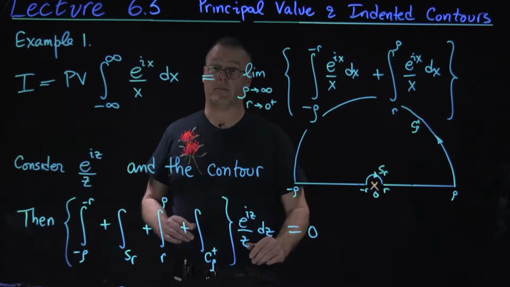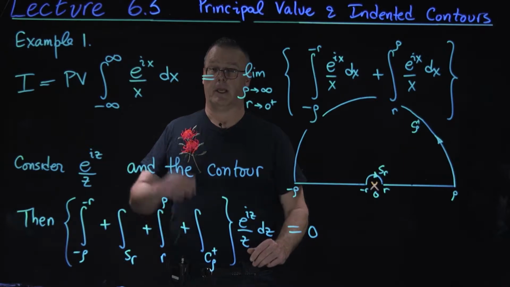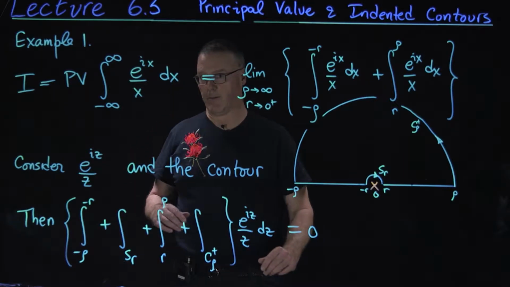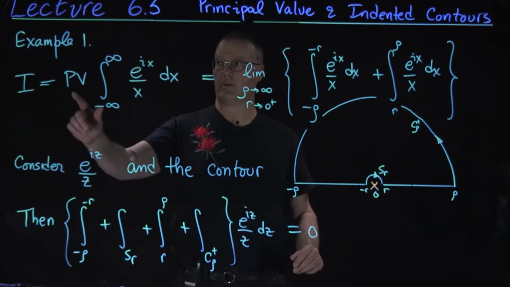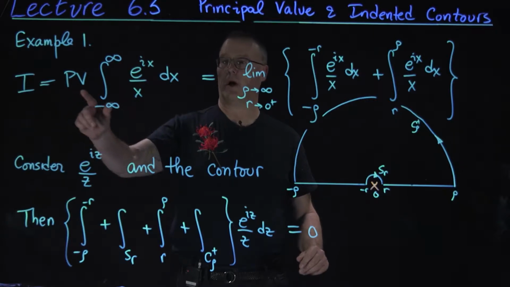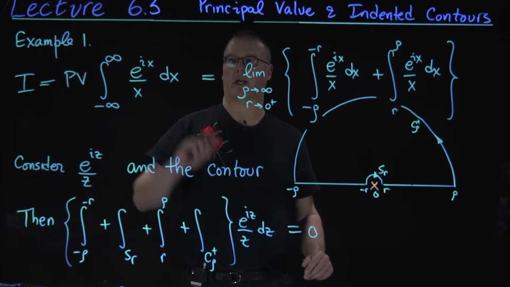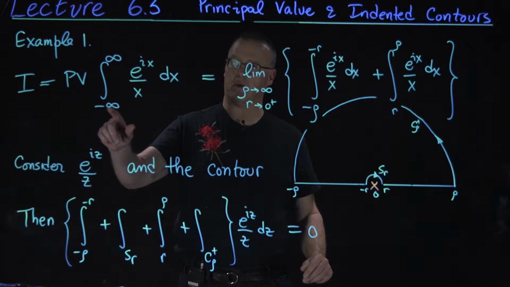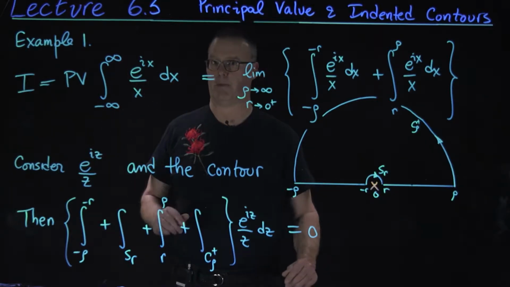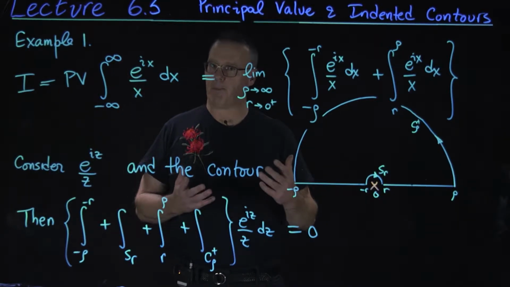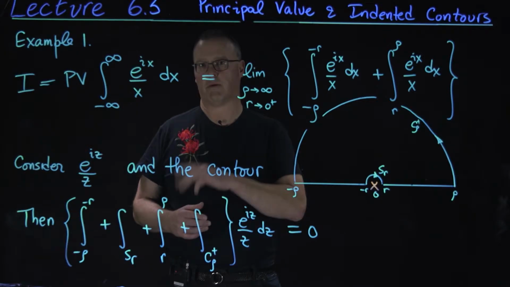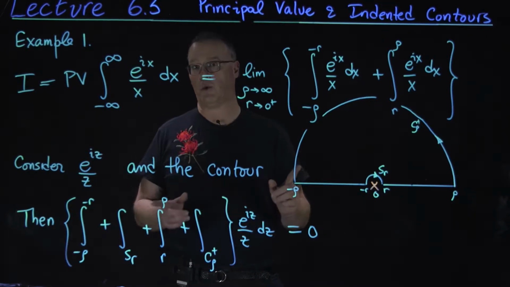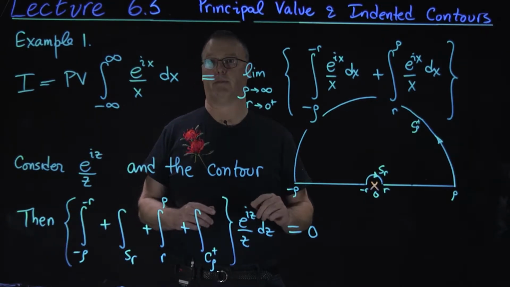I'm going to go over an example of the use of the lemma. And the example is we're going to do the principal value of the integral of e to the ix over x, where x ranges from minus infinity to plus infinity. So this is a principal value integral that's a little different from what we looked at before, because there are two symmetric things that have to happen in this.